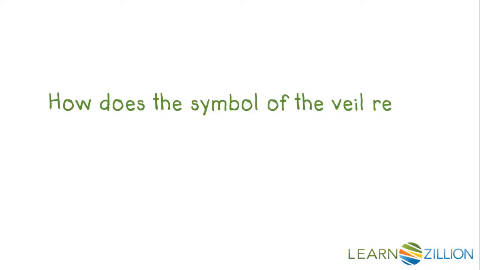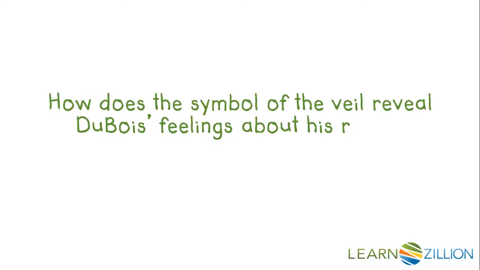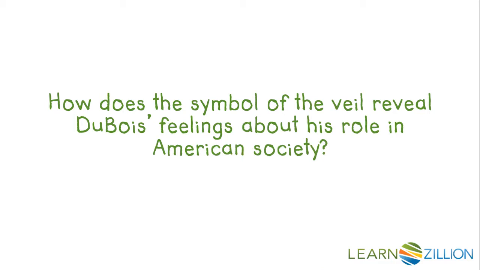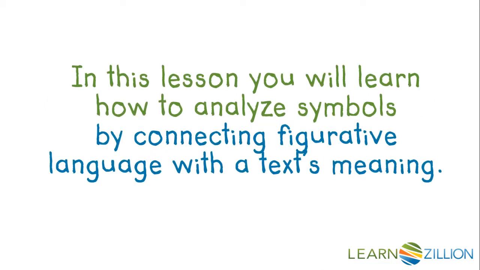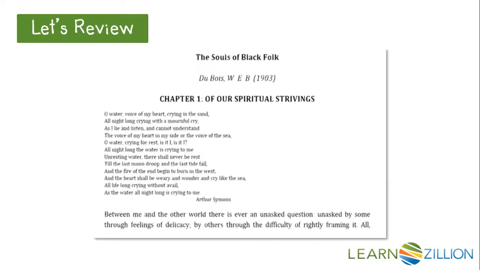How does the symbol of the veil reveal Du Bois' feelings about his role in American society? In this lesson, you will learn how to analyze symbols by connecting figurative language with a text meaning. So let's review. We've already read The Souls of Black Folk, chapter 1, Of Our Spiritual Strivings, at least once, but this time when we read, we're going to be looking at symbols.